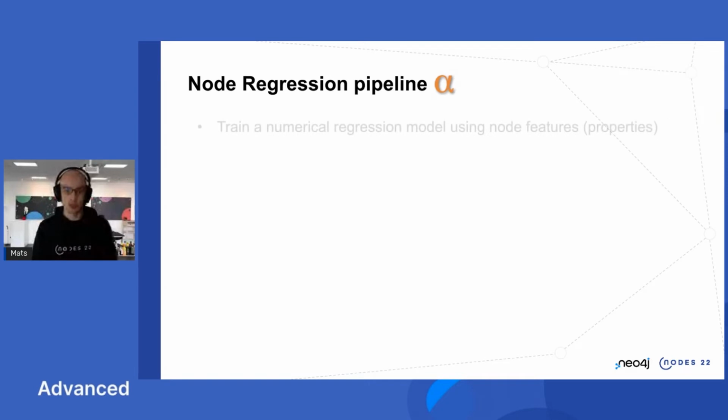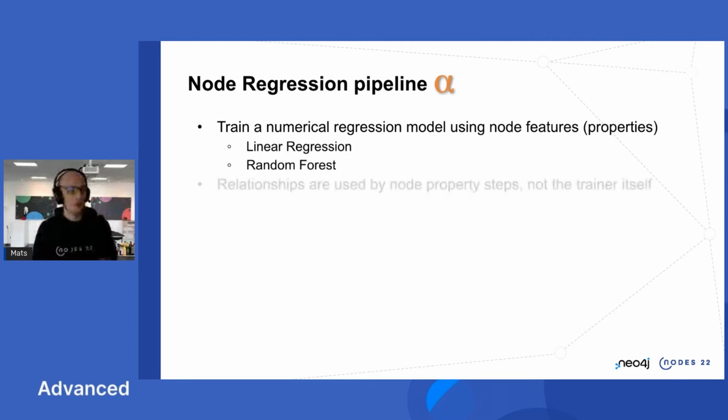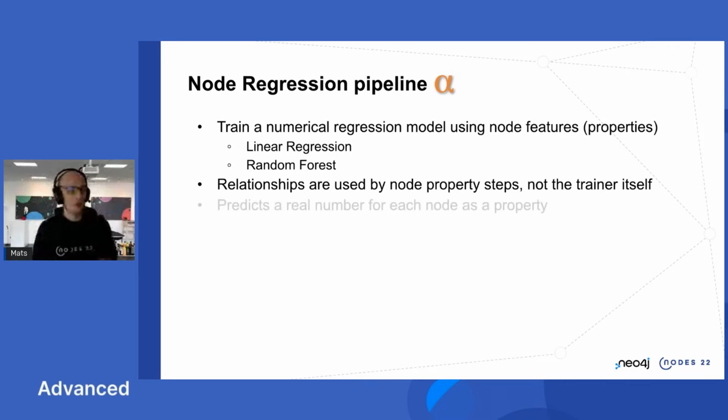So what is that? You see the alpha symbol that denotes the maturity tier of the node regression pipeline, which is the newest kind. So it starts out in alpha. What are we doing? We're training a numerical regression model using the node features, aka properties. We have linear regression and random forest training methods available to try out, to see which one is the better one in our use case. The relationships of the graph are used by the node property steps, but not by the trainer itself. The trainer relies on a more traditional approach where we just look at the nodes and their features to determine what the value that we're supposed to predict with our regression model should be. We predict a real number for each node as a property when we do predictions.